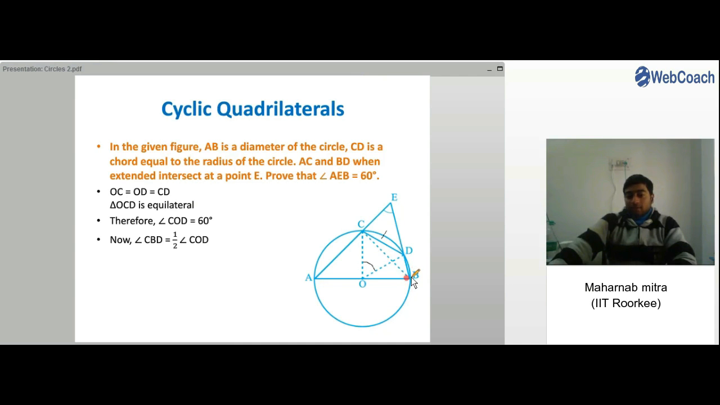The arc CD subtends an angle at B, which is at the circumference of the circle, and it is on the same segment. So this angle must be half of the central angle. So angle CBD is equal to half of angle COD, or the angle subtended by an arc at the circumference is half of the angle subtended by that arc at the center. This theorem we had learned just now.